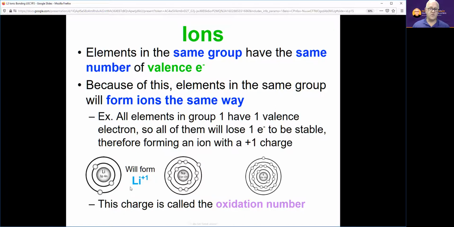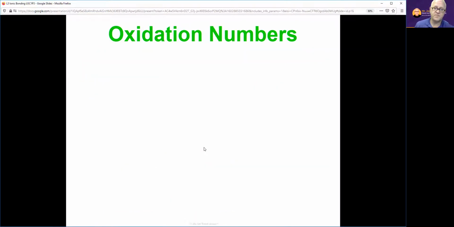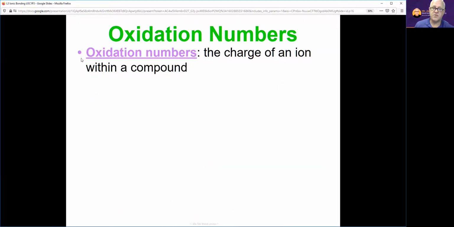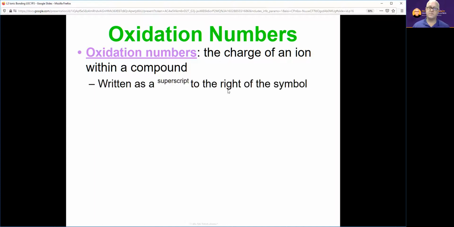So lithium will form Li superscript plus 1. Sodium, our friend sodium Na, will be Na plus 1. And potassium, which is K, will form K superscript plus 1. All of these elements, each in the same group, have the same number of valence electrons. Now, an oxidation number, and this is a key term for you, is the charge of an ion within a compound. And the oxidation number is written as a superscript to the right of the symbol.